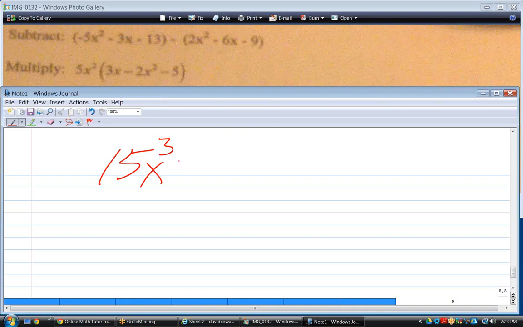It'd be negative 10x. Right, because you're multiplying 5x squared times minus 2x squared. That's going to give you minus 10x to what power? To the fourth. Uh-huh. And then finally the last term? That would be negative 25x to the second. Very good.